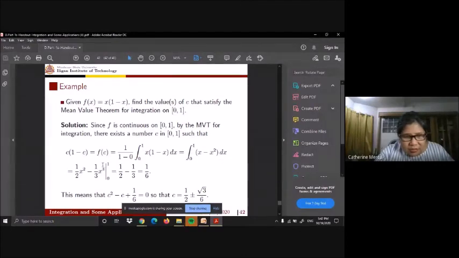To integrate, you get 1 half x squared minus 1/3 x cubed from 0 to 1, which will give us, with LCD 6, 1/6. So meaning to say, c squared minus c plus 1/6 is equal to 0. That is, this c in between is supposed to be, or you see there exists a number c, we will look for this number c, right? Is this quantity. What is the number c?